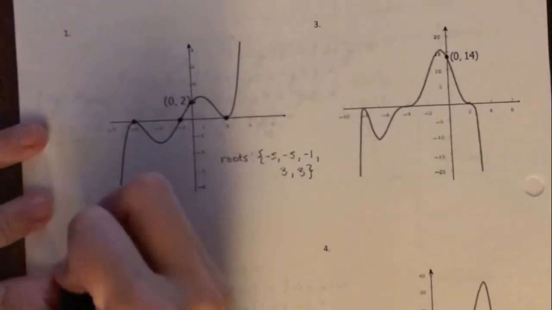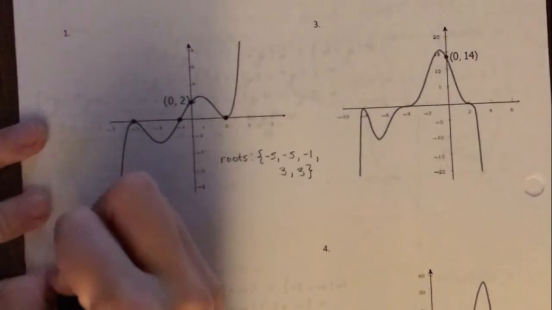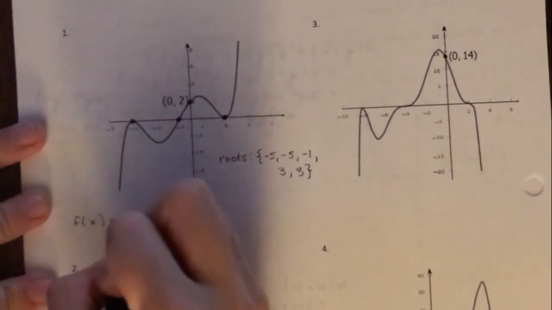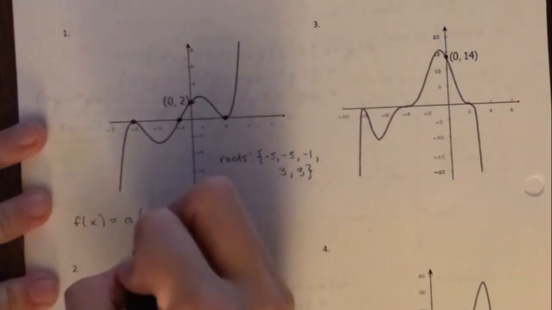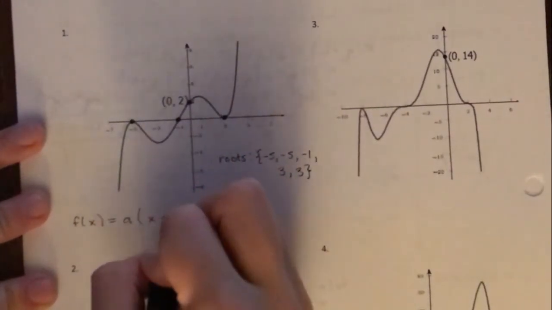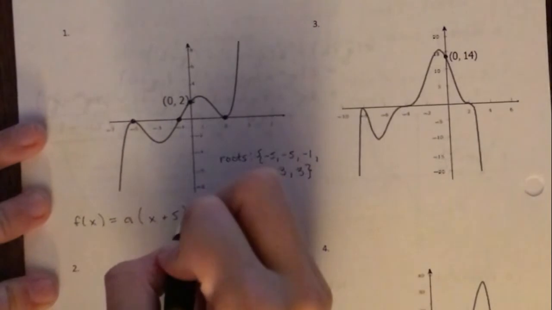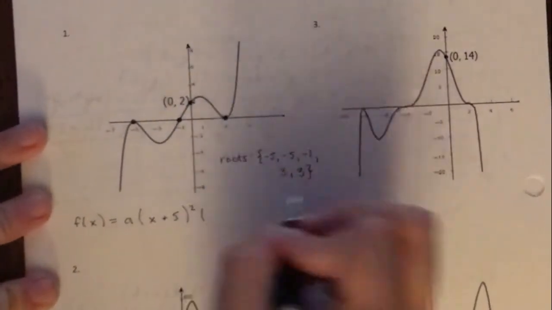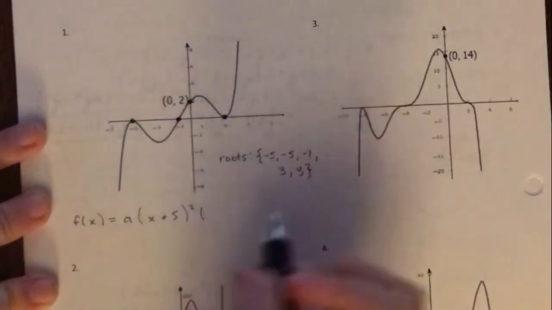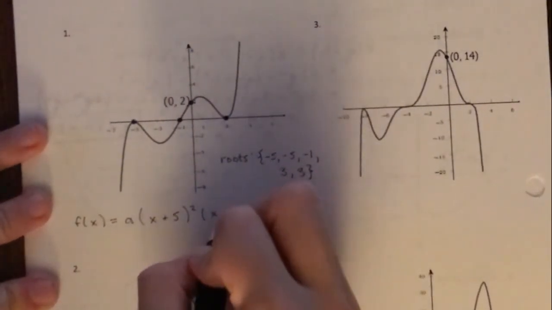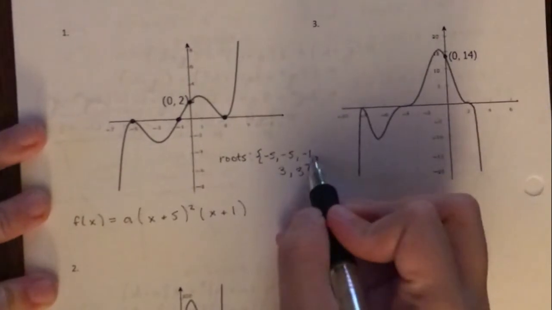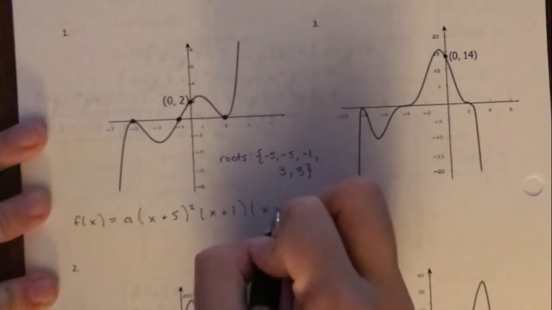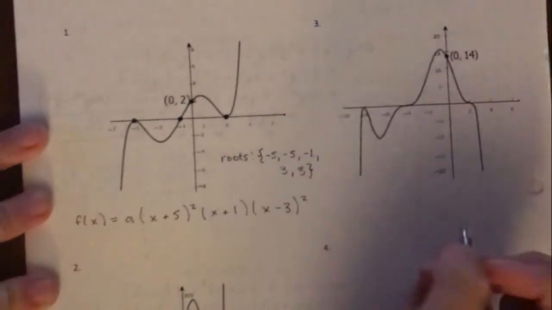Well, now that we have our roots, we can write the generic equation for our root form. We have our leading coefficient, then we have our factor that belongs with each root. We make sure we have enough of them for the number of roots that are there. So we have 2 x plus 5s. We have 1 x plus 1 from this guy. And we have 2 x minus 3, so x minus 3 squared.